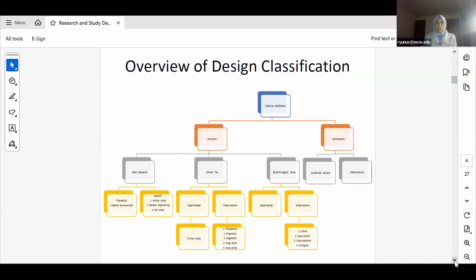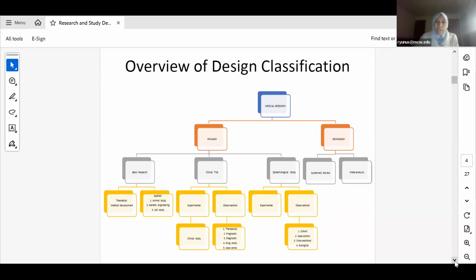Now, if you look at this classification, you might feel like there's a lot of things to know, but I'll try to simplify it for you, okay? So if you look at this diagram, you will see that research is basically divided into two types. We have primary and secondary, okay? Primary basically means that you have your own data, you collect your own data, and sometimes people also call it original study. And secondary usually means you rely on existing sources.